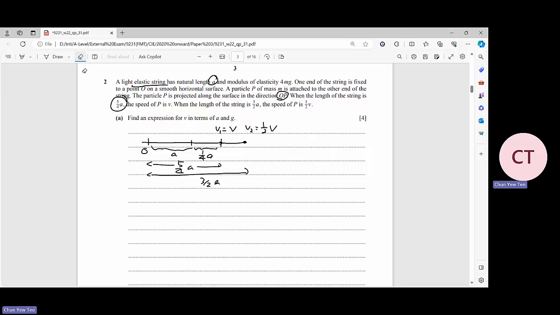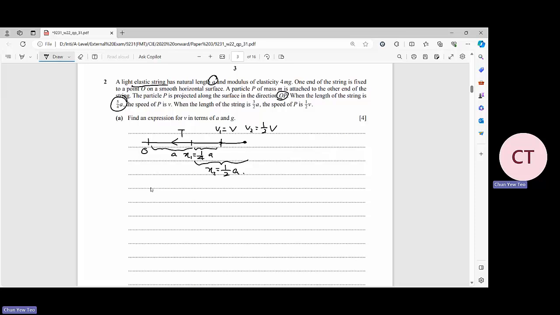Okay, so that is the question. So what I need to do now is that I just need to show that from here to here, this extension is only 1/4 a. And from here to here, this extension is actually half a. So this will be my x1. This will be my x2.